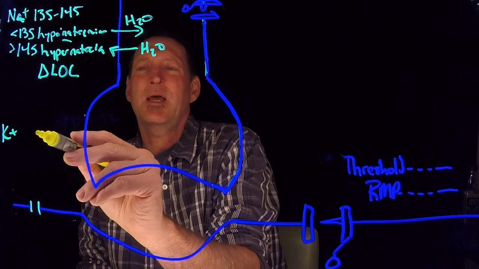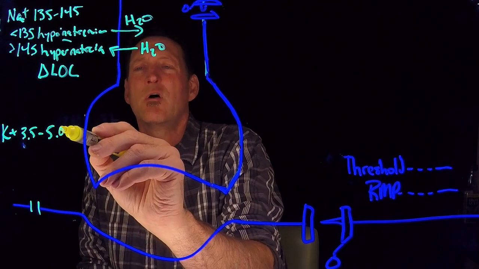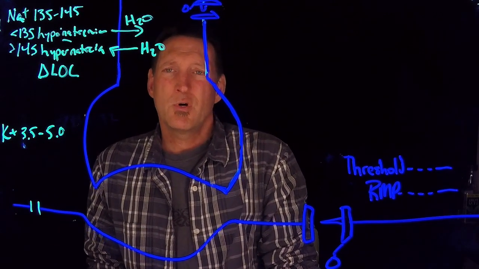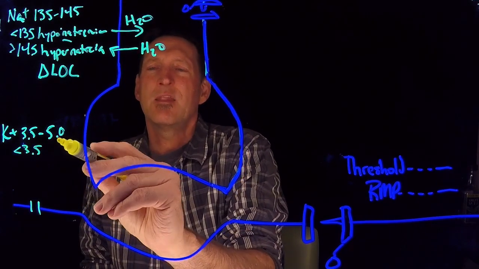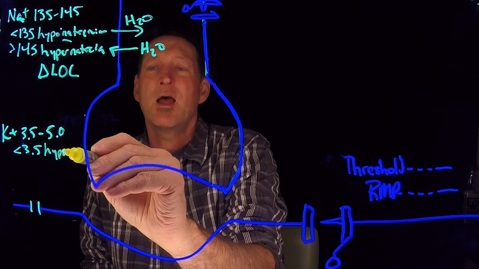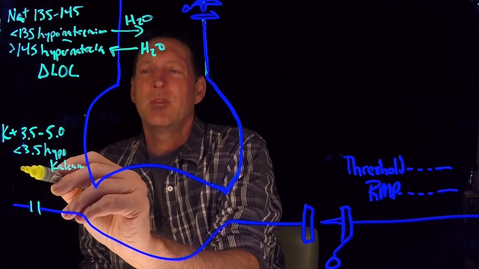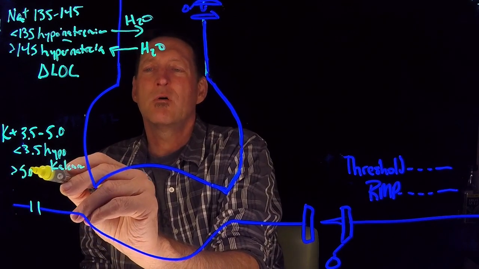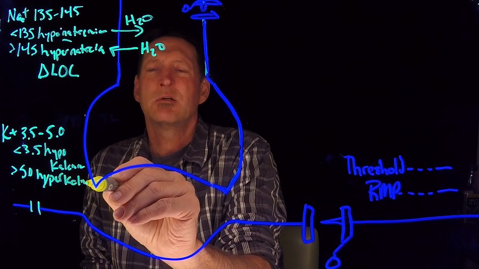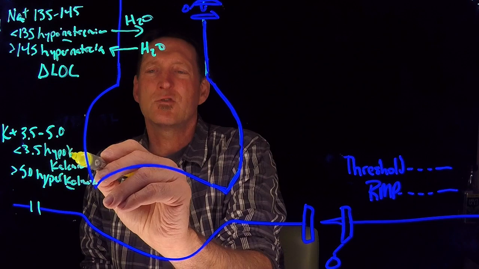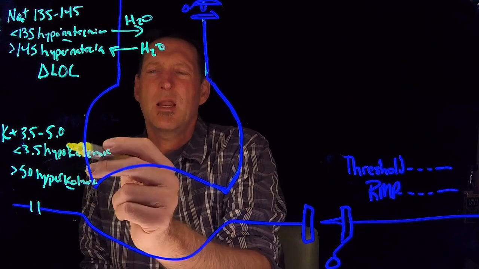So when you look at potassium, potassium is about 3.5 to 5.0, and that's also measured in milliequivalents per liter. Now, if I go less than 3.5, that's going to be considered hypo, and that would be kalemia. And then, of course, kalemia just refers to potassium. On the other hand, if I go greater than 5.0, that's going to be considered hyper, and that would be kalemia. Okay. So now I can have either hypo or hyperkalemia.